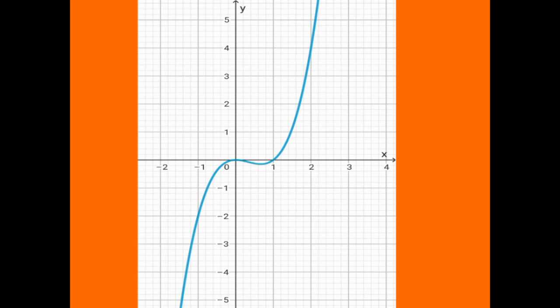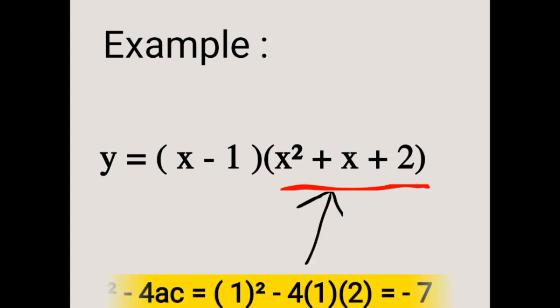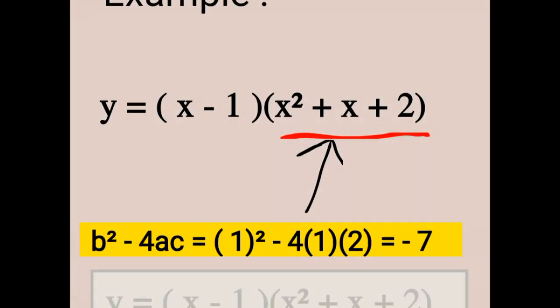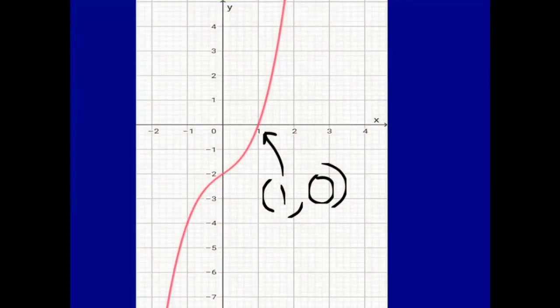y = (x − 1)(x² + x + 2). So, if you take the quadratic factor x² + x + 2, the discriminant b² − 4ac equals minus 7. And hence, this quadratic factor gives no solution. So, when x equals 0, y equals minus 1 times 2 equals minus 2. And when y equals 0, x equals 1. So, x equals 1 only and hence the curve crosses the x-axis at (1, 0).